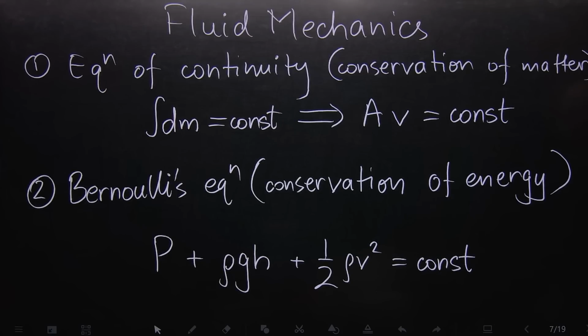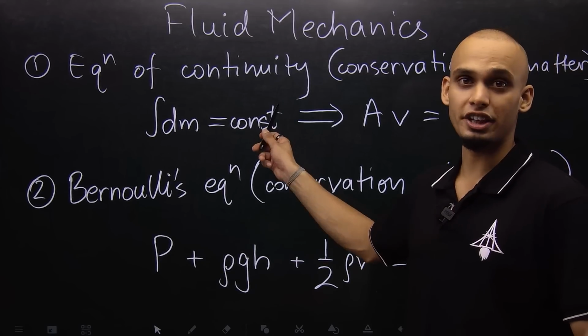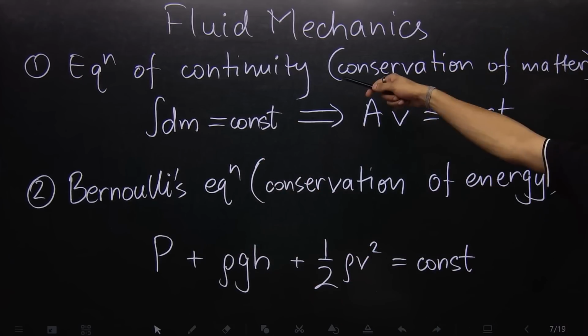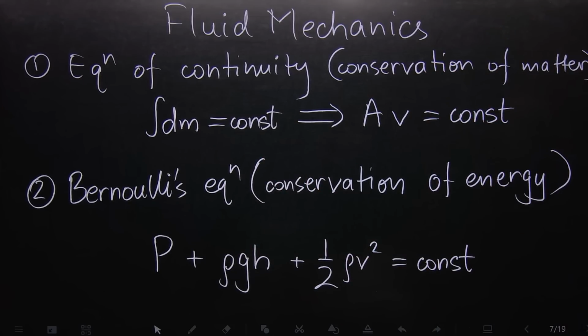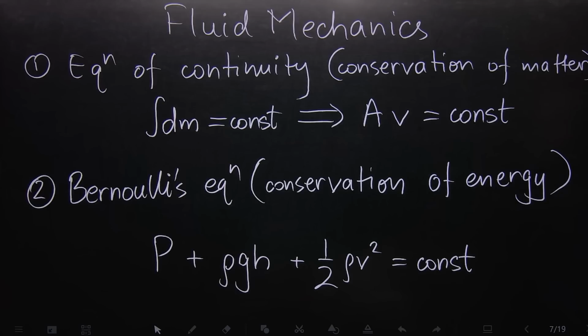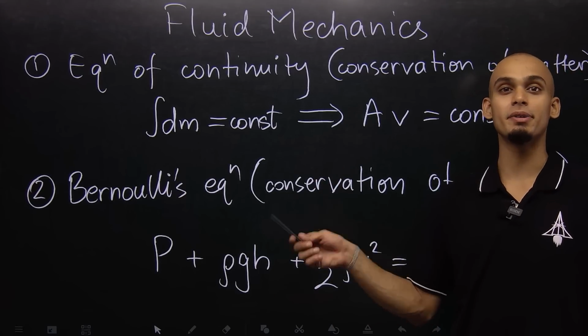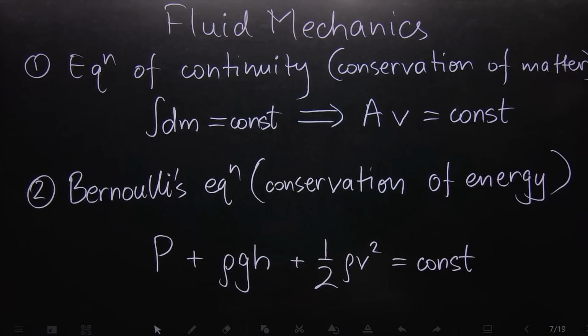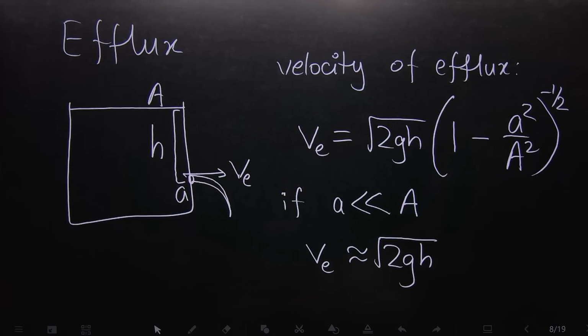And fluid mechanics has only two equations really: the continuity equation and Bernoulli's equation. Continuity equation is a result of conservation of matter, and Bernoulli's equation is a result of conservation of energy. If you just remember these two facts and the expressions of these two equations, that is A into V is constant for the equation of continuity, and the total energy density terms are constant for every point in a flowing fluid. If you simply keep in mind these two equations, every single question, every single result can simply be derived from these two expressions themselves.